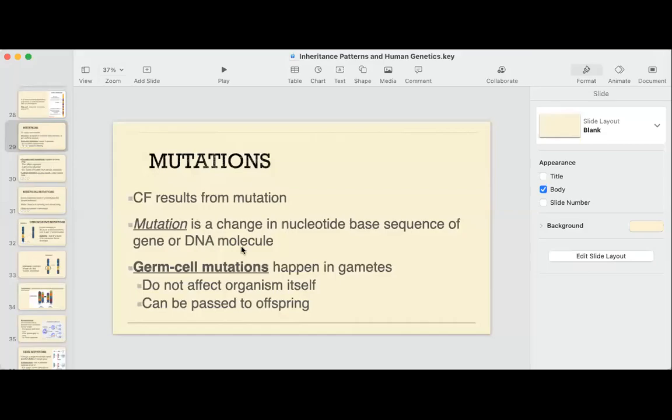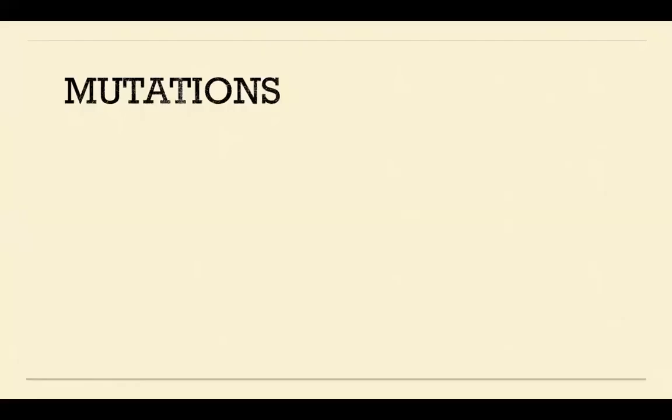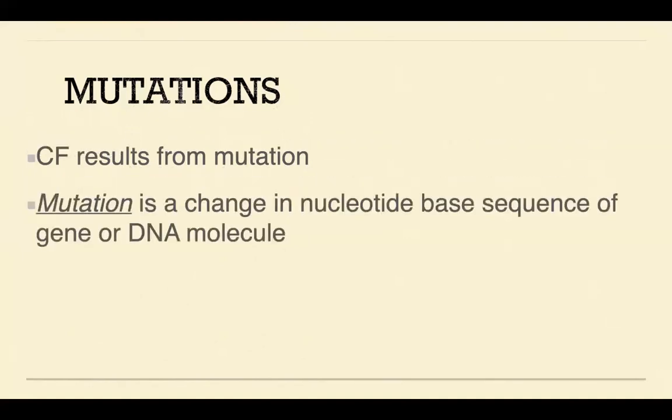So the topic for today is on mutations. There's going to be several different ways of describing mutations. But anyway, we started the chapter by talking about cystic fibrosis. Cystic fibrosis is a result of a mutation. A mutation is a change in the nucleotide base sequence of a gene or DNA molecule.